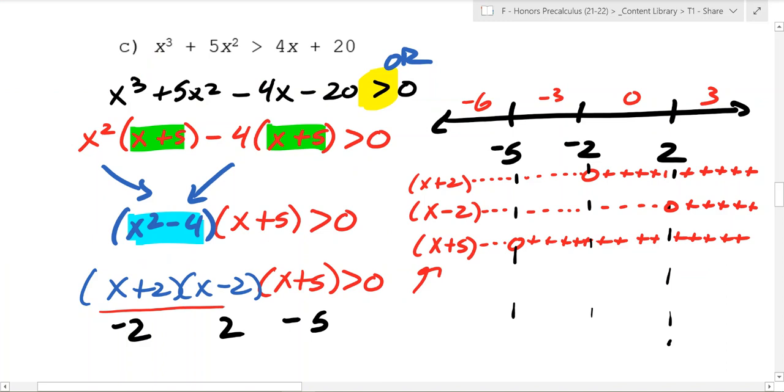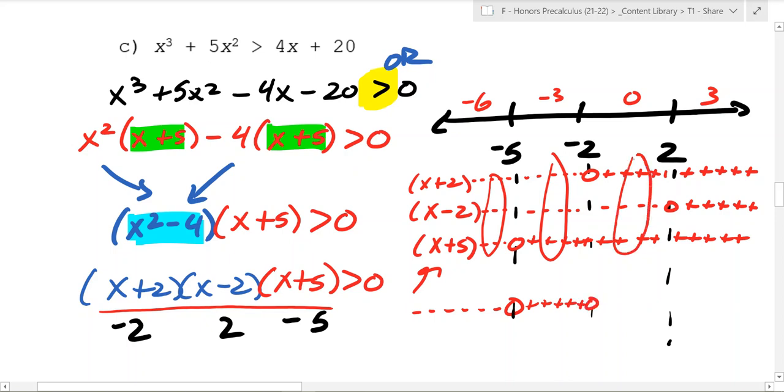What's the product of all of these things? Well, it's going to be the 3 of those: negative, negative, negative is negative, and then 0. Negative, negative, positive is going to be positive. 0 again. Negative and 2 positives is going to be negative. And then here it's going to be positive.